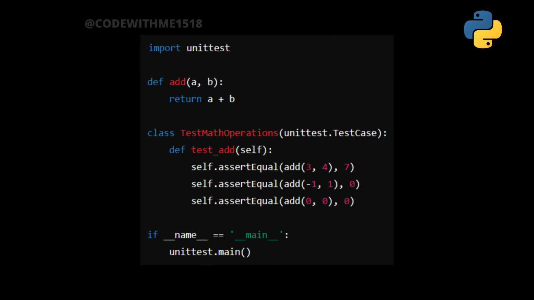In this example, we define a test class TestMathOperations that inherits from unittest.TestCase. Inside this class, we write test methods like test_add to check the functionality of the add function. Running unittest.main executes all test methods in the script.